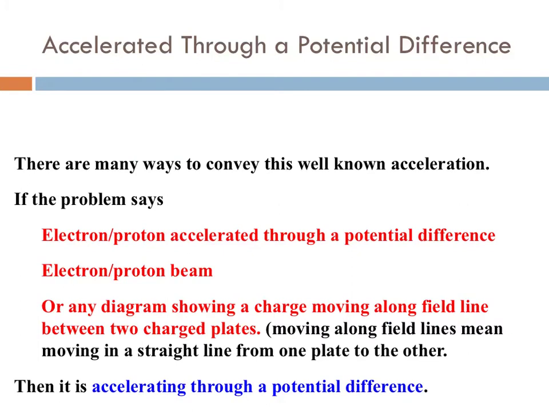So in the last example, we saw an object like a proton or an electron accelerate through a potential difference. Now, there are many ways to convey this well-known acceleration. If the problem says electron or proton accelerated through a potential difference, what it's referring to is the picture that we just saw. This is also if it refers to an electron or a proton beam, or any diagram showing a charge moving along a field line between two charged plates. And we'll see a lot of examples in just a second. All of these are examples of an acceleration through a potential difference.